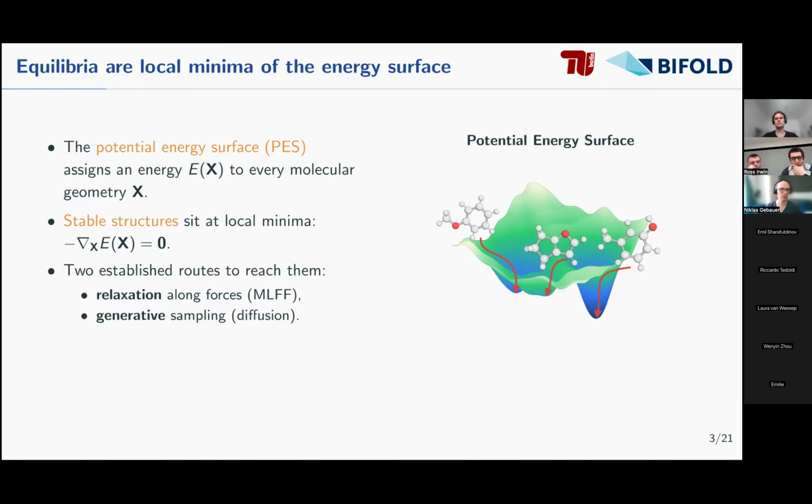There exist two established methods in machine learning that have been used for a long time to sample stable molecular configurations, and I will introduce them briefly in the following. I will start with machine learning force fields, which use relaxation. Then I will talk a bit about a generative approach using diffusion models. And in the end, I will contrast them and explain how we take the best of both to come up with our method.